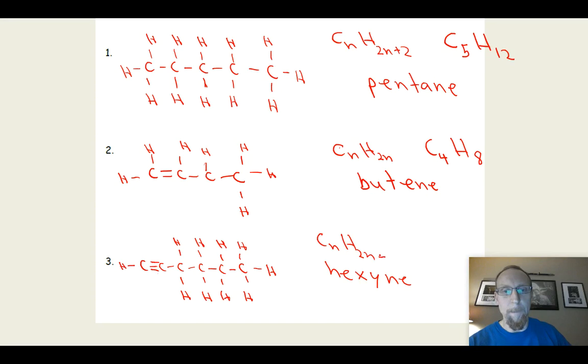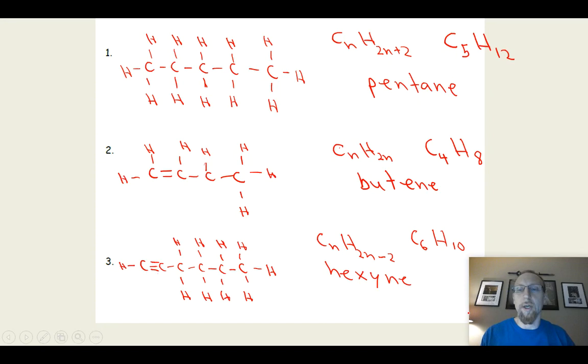And then again, our general formula, CnH2n minus 2. So hex is 6. So that's C6. And then H10. 2 times 6 minus 2 is 10. And there are 10 H's. Go around and count. There's 10 H's. So pretty simple. Prefix, number of carbons, ending for the appropriate group that we're dealing with, the appropriate family. So alkanes end in ane, alkenes end in ene, and alkynes end in ine.